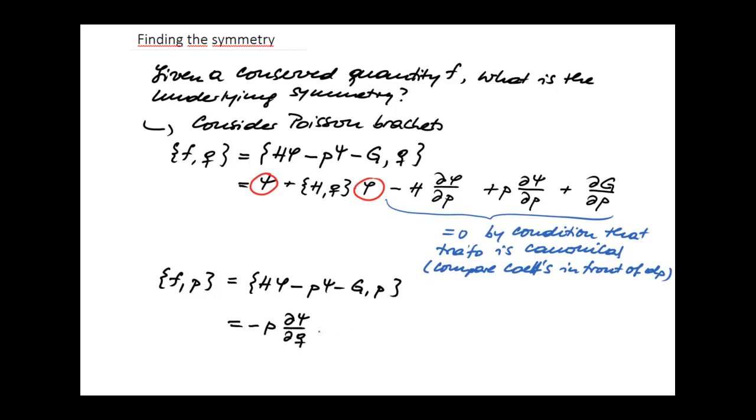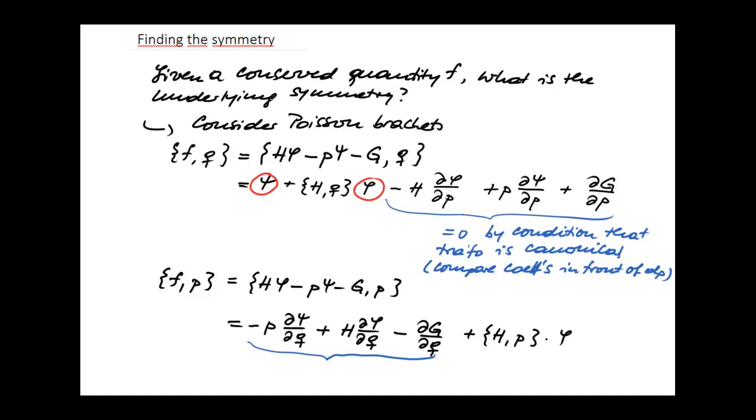Then we have the Poisson bracket of the Hamilton function times phi with p. That's the Hamilton function times the Poisson bracket of phi with p, but that is the partial of phi with respect to q, plus the Poisson bracket of the Hamilton function with p times phi. And finally, we have minus the Poisson bracket of g with p, and that is minus the partial of g with respect to q.